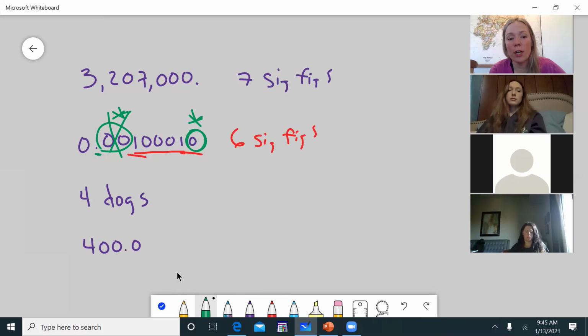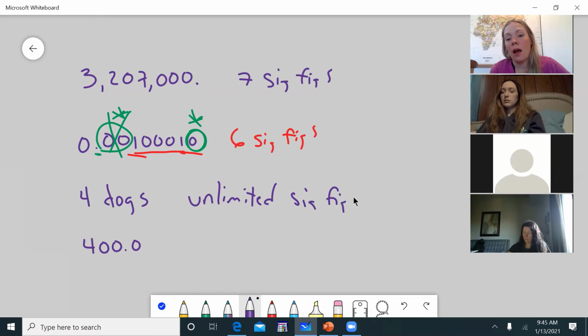This one's significant. 4 dogs, this is unlimited sig figs. You can't get better at counting 4 dogs, right? We can't have a half dog or a third of a dog. They're discrete objects. With this number right here, we're not saying loosely that the piece of equipment weighs 400 pounds. We're saying that piece of equipment weighs 400 pounds to the 10th place. So precise, precise, precise, precise. All of those are sig figs, 4 sig figs.